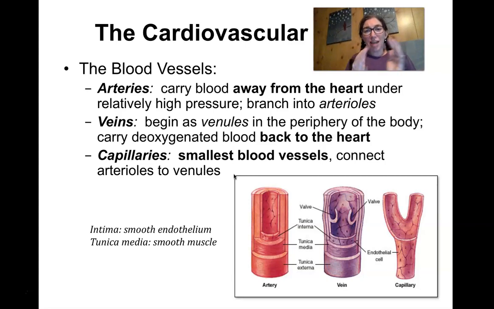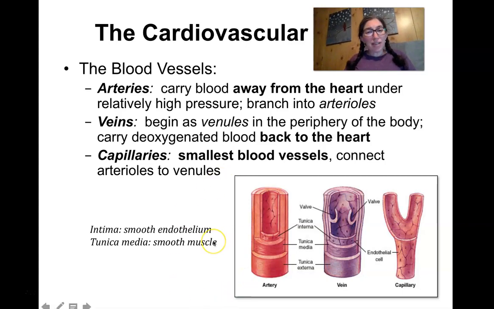The exceptions to that, whether they're carrying oxygenated or deoxygenated blood, is in the pulmonary circulation. So blood leaving the heart going to the lungs, that's an artery, it's carrying blood away, but in this case it's carrying deoxygenated blood to the lungs to get oxygenated. And then oxygenated blood from the lungs comes back to the heart through a vein, pulmonary vein. And so those are the ones that are sort of backwards in color coding in terms of their oxygenation status.